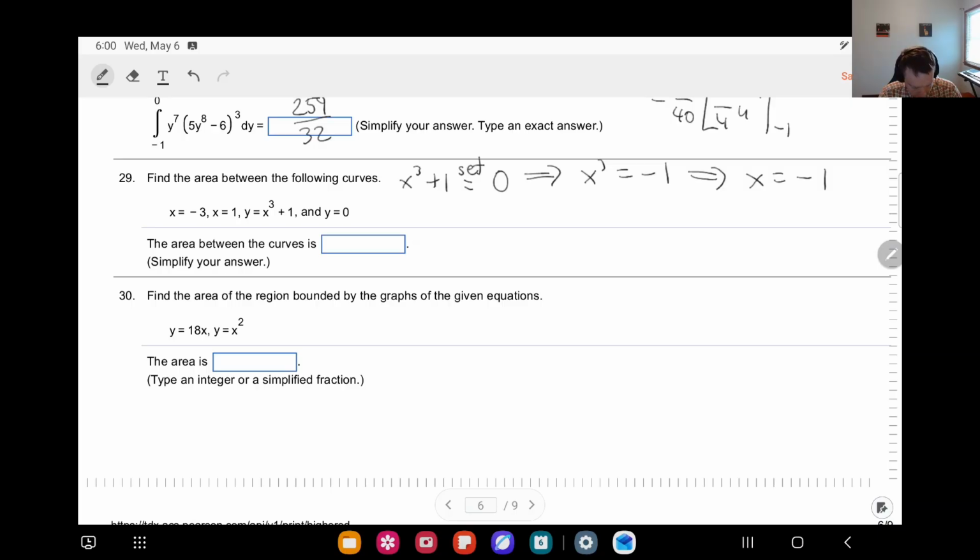So, which one is higher when? Well, in this case, it might help just to graph, as this is just the graph of x cubed raised up 1 unit. Normally this would happen at the origin. y equals 0, that is the x axis itself.